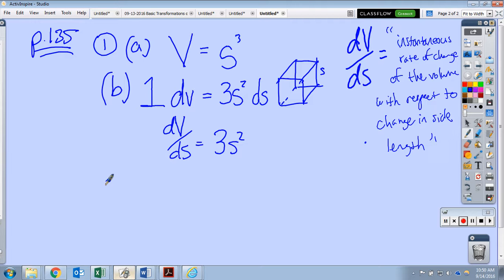So, part C says evaluate the rate of change of V at side length equals 1 and side length equals 5. In other words, find V prime of 1 and V prime of 5. Remember, V prime is another way of writing dV/ds. It's just another notation. And this would, of course, equal 3.